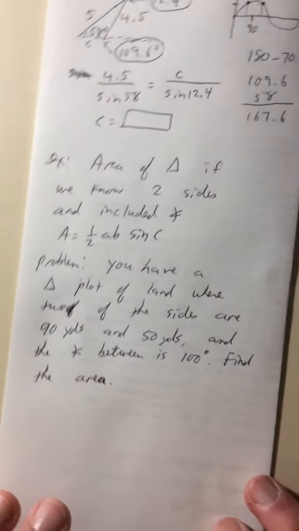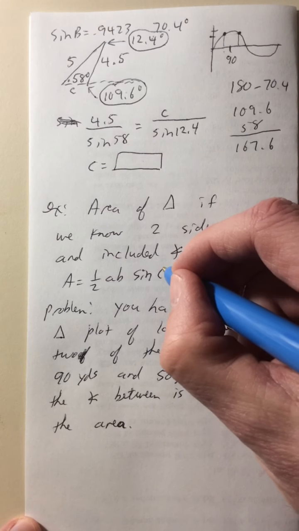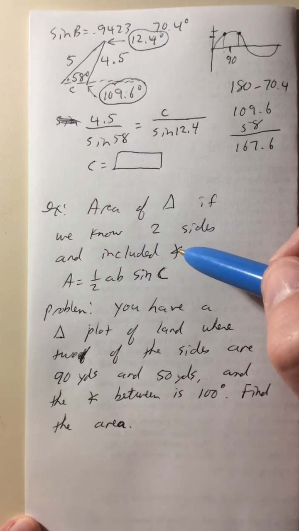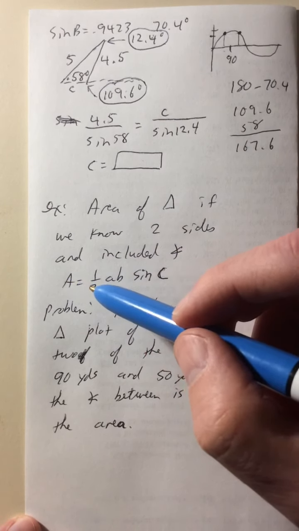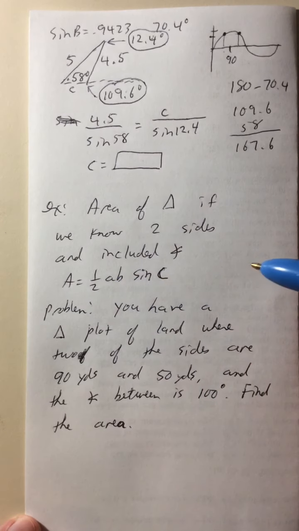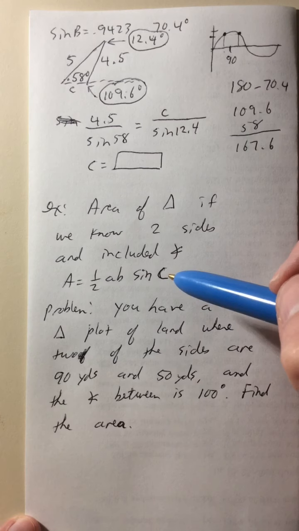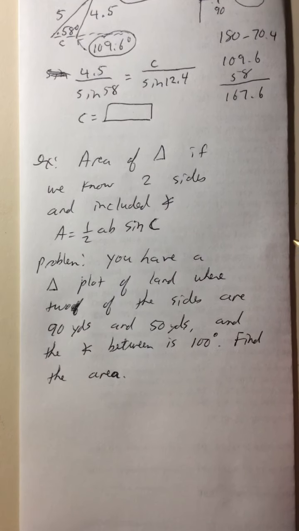Yeah, good. So the last problem is an area problem. So as it turns out, if we have two sides and an included angle, then we can use this little formula right here. Area equals 1/2 AB sine C. So A and B are two sides, and C is the angle right in between them. And so we just plug the numbers into the formula, and it's really that easy.